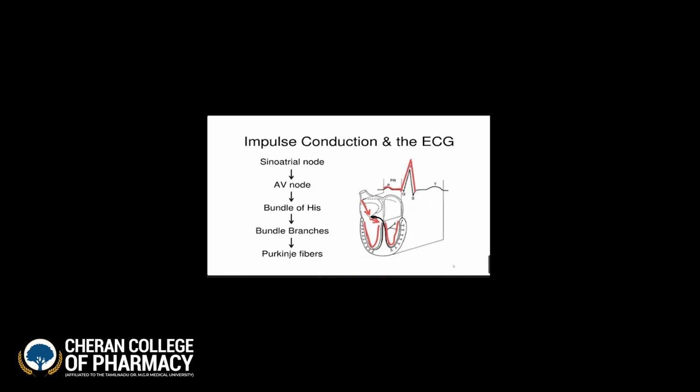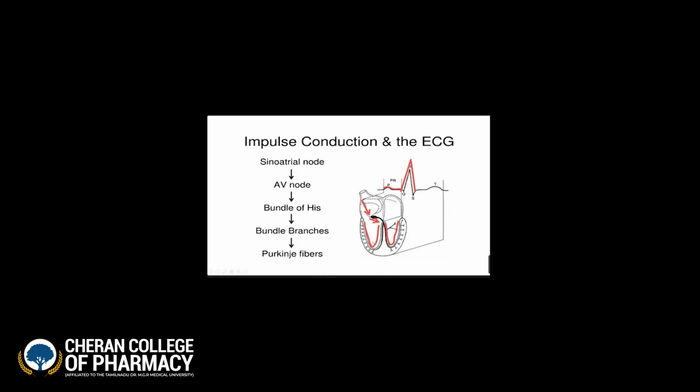This is the scenario which we are always mugging up: it starts from the SA node, AV node, bundle of His, bundle branches, Purkinje fibers. But as you can see my cursor here, there is the SA node. The electrical impulse travels from the SA node to the AV node here. This is the AV node, then the bundle of His. These are the bundle branches, and down to the Purkinje fibers.